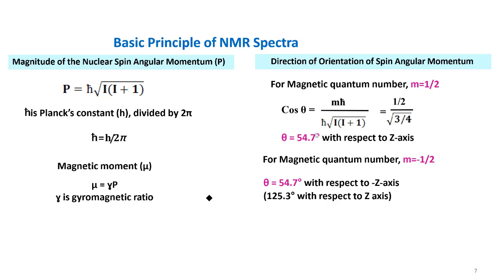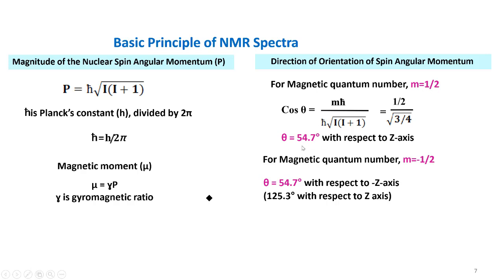So we can get the maximum signal from that. This can be determined using the formula cos theta equals m h naught divided by h naught times the square root of I bracket I plus 1. As we know, the h naught value we can get from here, and I we know for the particular nuclei. With the help of that we can calculate it. m can be either plus half or minus half. With that we can get theta.